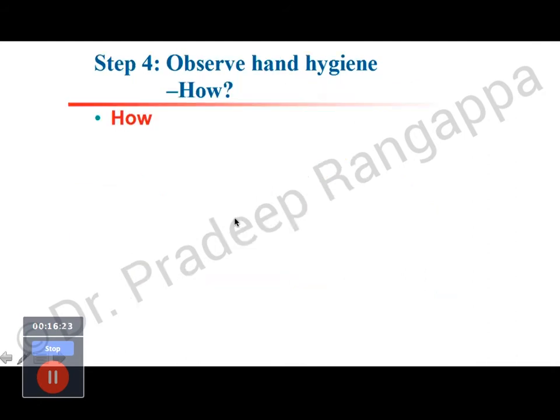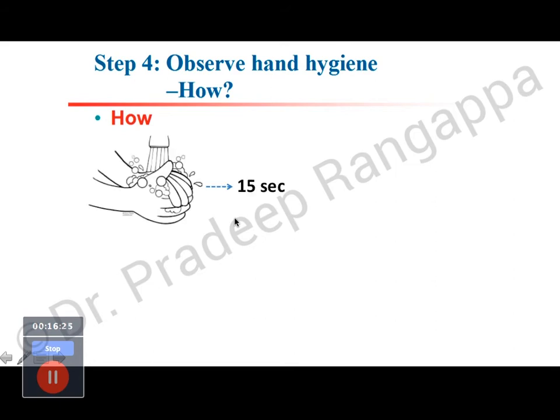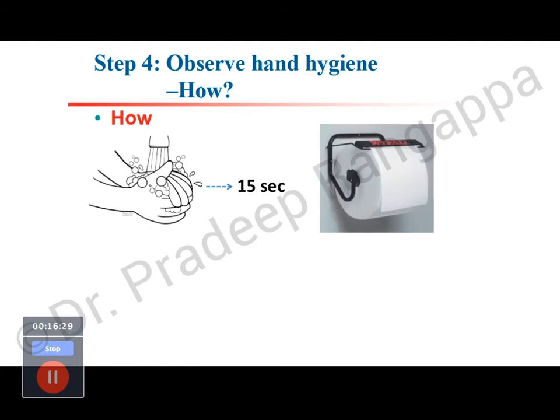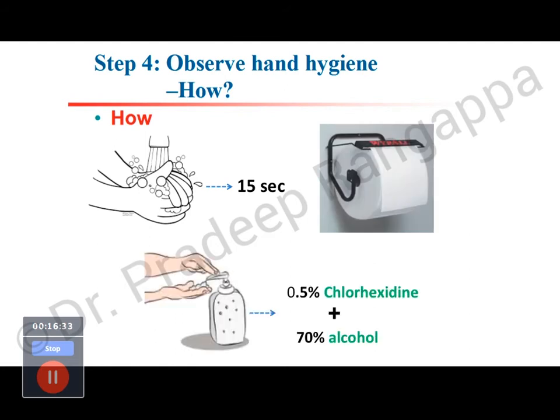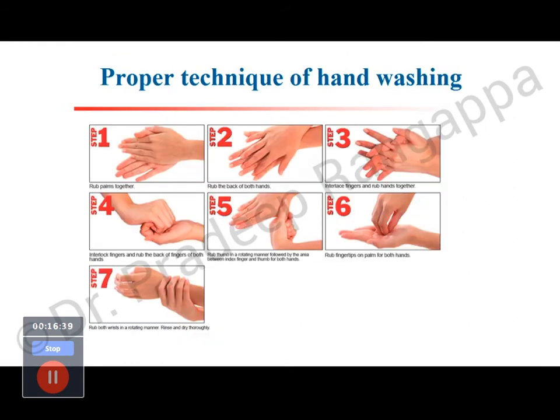So step 4 is observing hand hygiene. How do you observe hand hygiene? It is recommended that you clean the hands for at least 15 seconds or more. After washing, you have to wipe it dry with the tissue paper and then again clean with chlorhexidine to sanitize the hands. And these are the steps. I'm sure many of the listeners would be aware of the proper technique of hand washing.